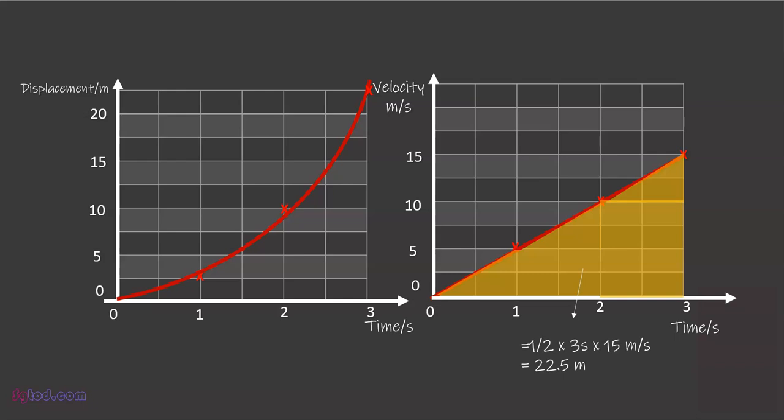If you recall in our previous lesson, the gradient of the displacement time graph gives the velocity of the object. In the case of an accelerating object, the displacement time graph is a curve. Hence, the gradient of its tangent at any point on the curve gives the instantaneous velocity of the object at that point of time.